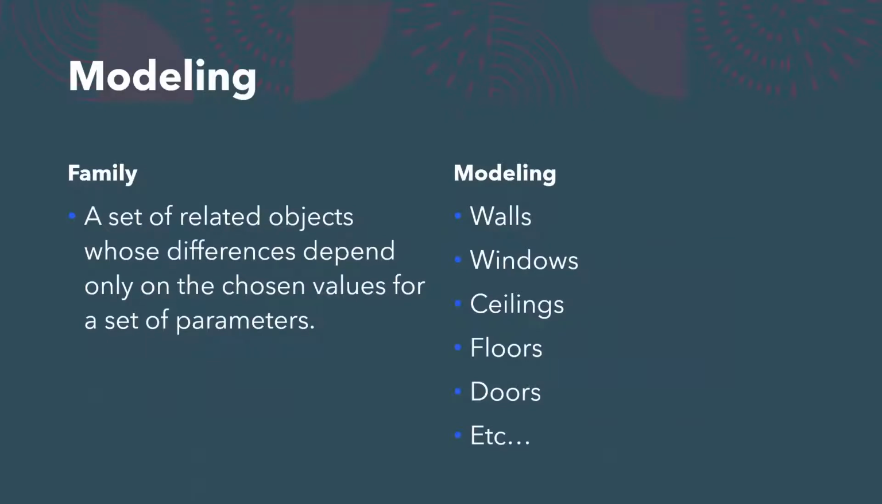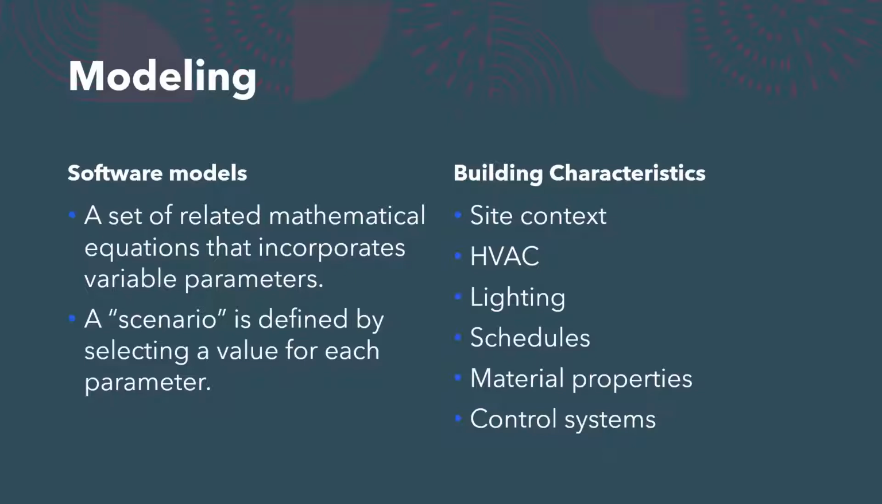But typically, we identify a family, which is a set of related objects whose differences depend on the chosen value for a set of parameters. Revit kind of took this and made it mainstream, as I'm sure you're probably familiar with. So modeling, those are walls, windows, ceilings, floors, doors, etc. So our software model is a set of related mathematical equations that incorporates variable parameters. A scenario is defined by selecting a value for each parameter, i.e. site context, HVAC, lighting, schedules, material properties, control systems.